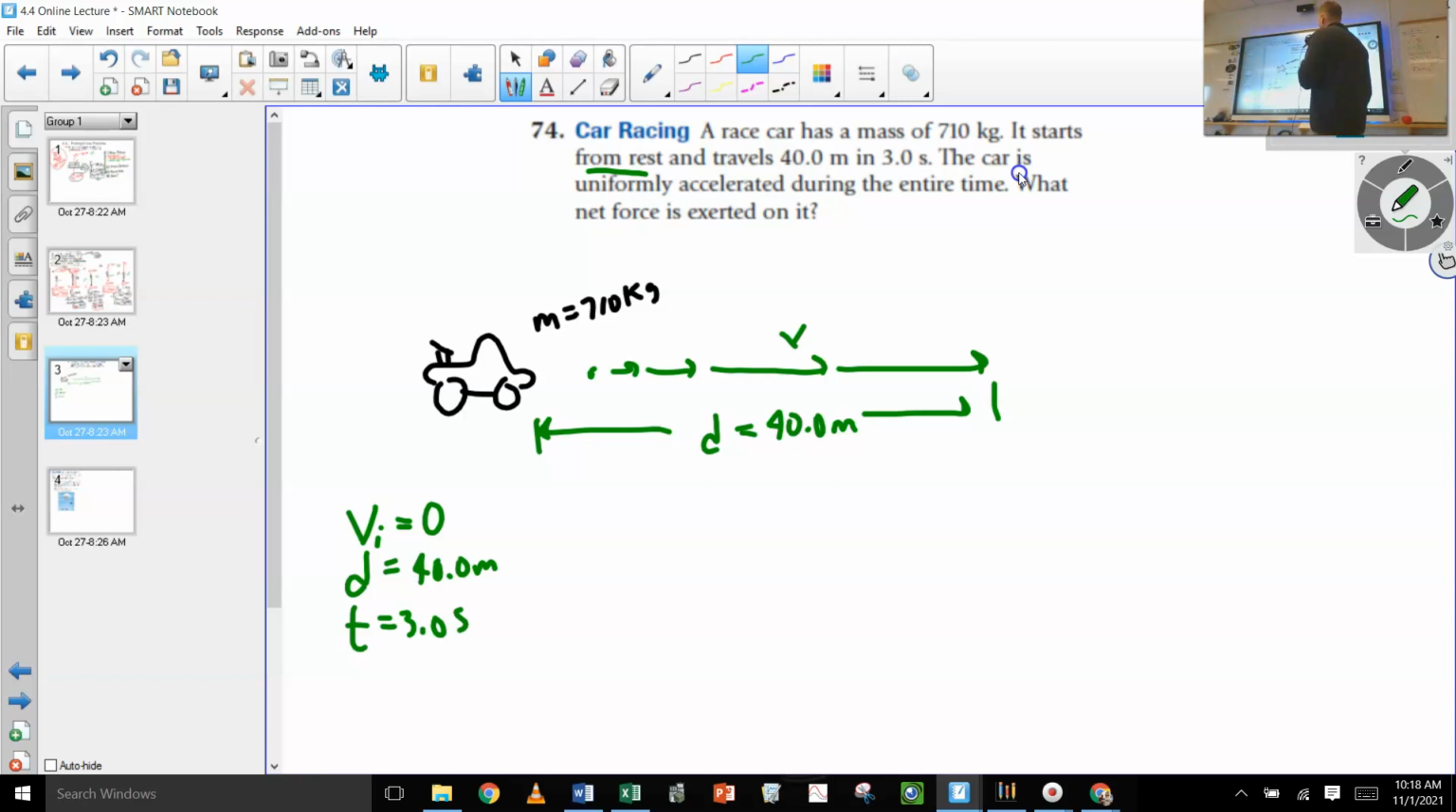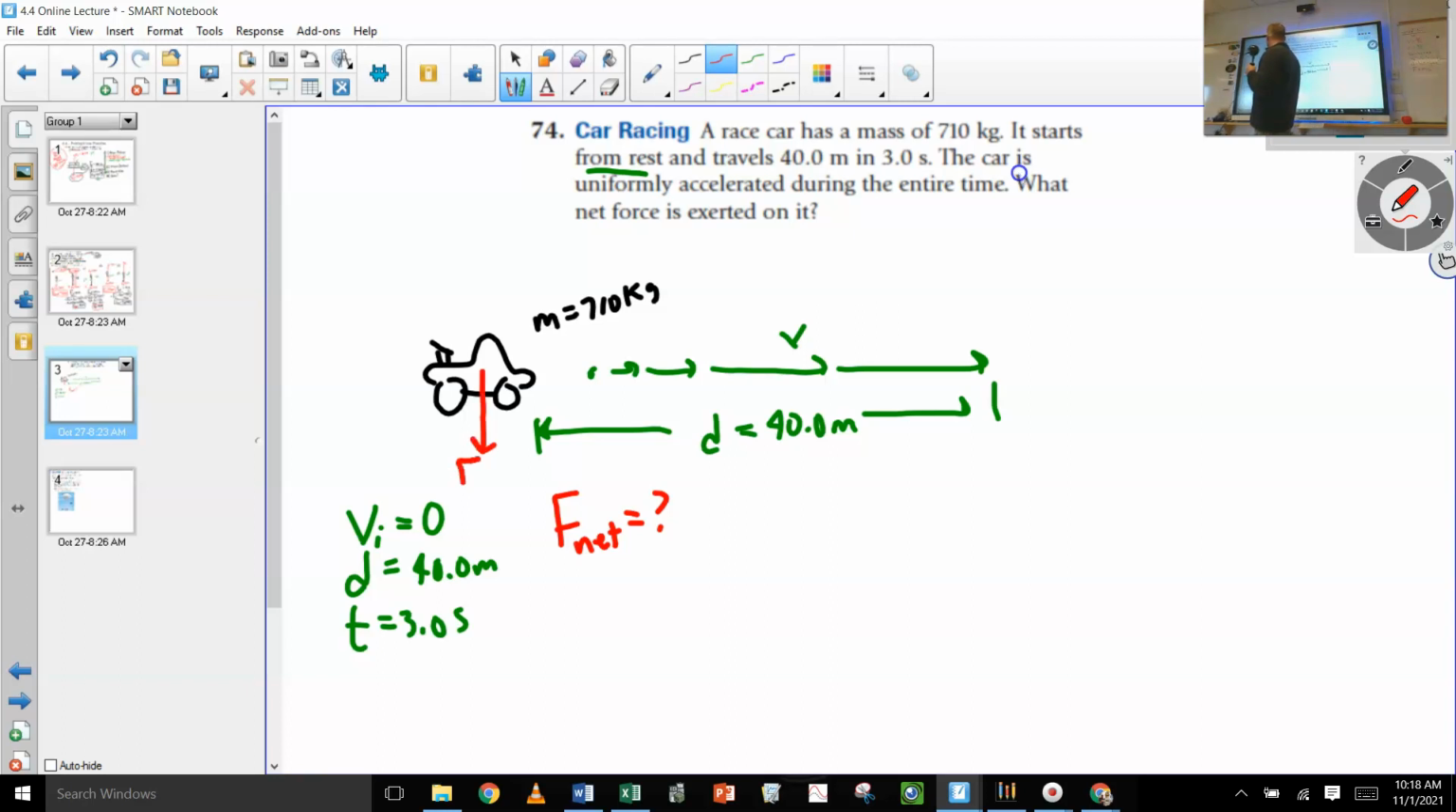What is the net force? So when this is all said and done, the net force is what I'm looking for. So here's my picture with the knowns. Now I'm going to put my forces in here.